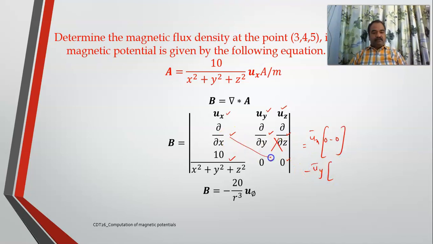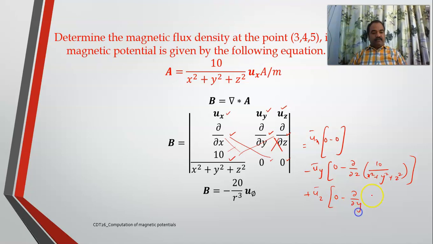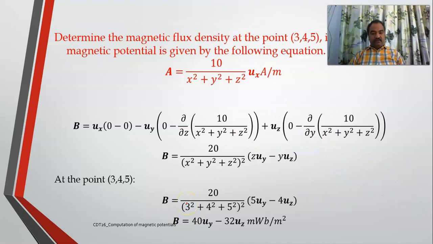minus uy into, this is 0 minus dou by dou z of 10 by x square plus y square plus z square plus uz into, again you will get 0 minus dou by dou y of 10 by x square plus y square plus z square, right? Right. So now if you solve this one, yeah, this is the expression.